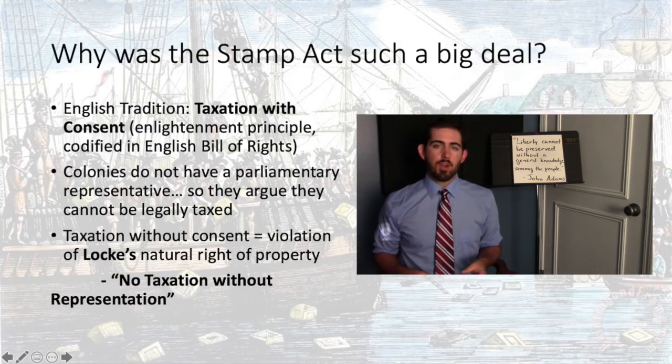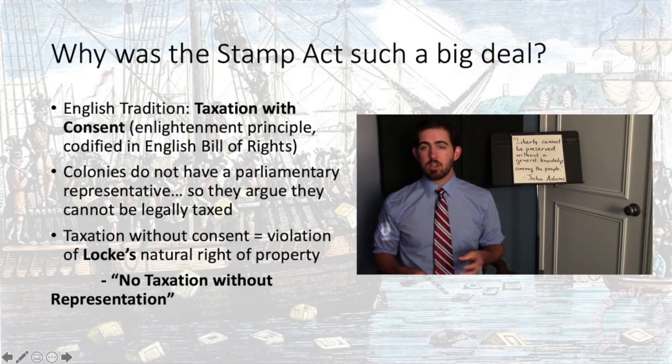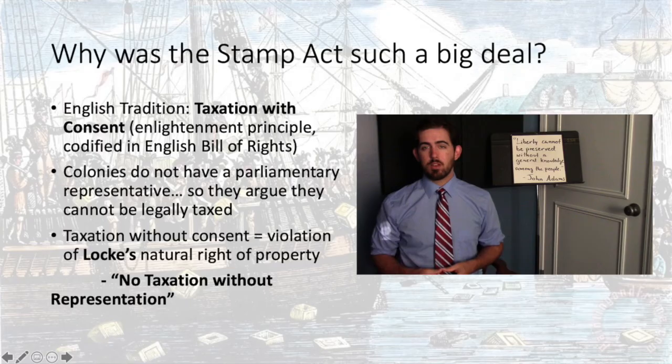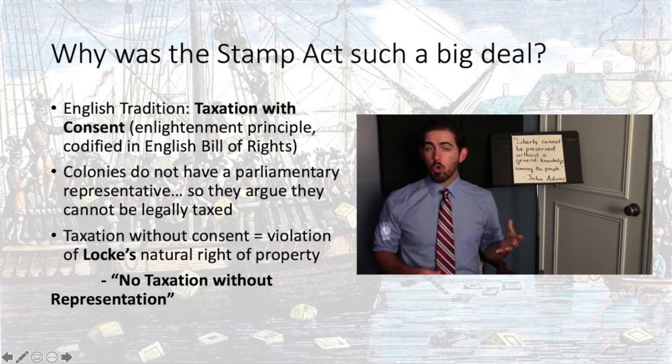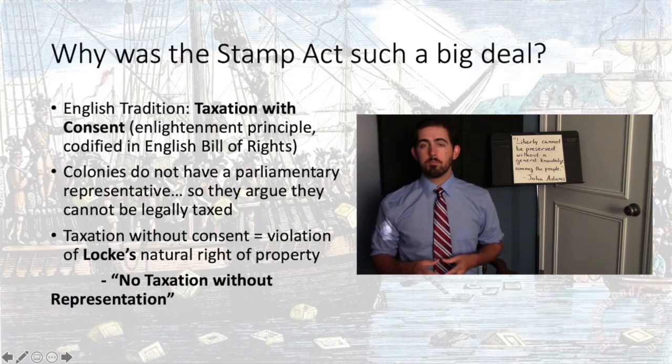But the English Bill of Rights in 1689 had established the Enlightenment principle of taxation with consent, or in other words, taxation with permission. The principle holds that the people must give the government permission to tax them. Because of this, the King or Queen of England cannot establish a tax unilaterally. It must be done by Parliament, since Parliament is the branch of the British government that represents the people.